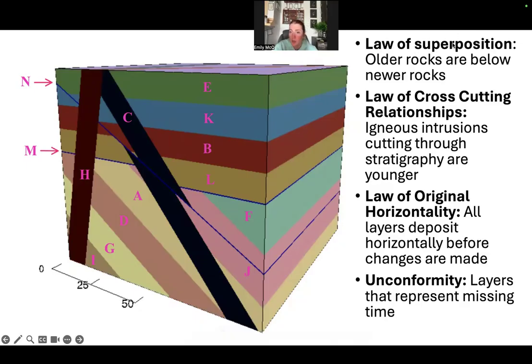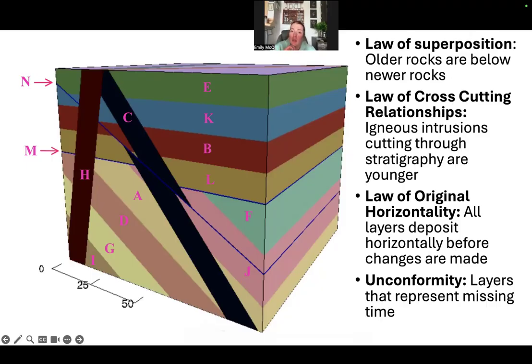Basically, the law of superposition is that older rocks are below newer rocks. The law of cross-cutting relationships: igneous intrusions are going to cut through stratigraphy and are younger. The law of original horizontality: all layers have to be deposited horizontally, and only after that can they be changed to be tilted or folded. We also have what are called unconformities. So let me go through this real quick.